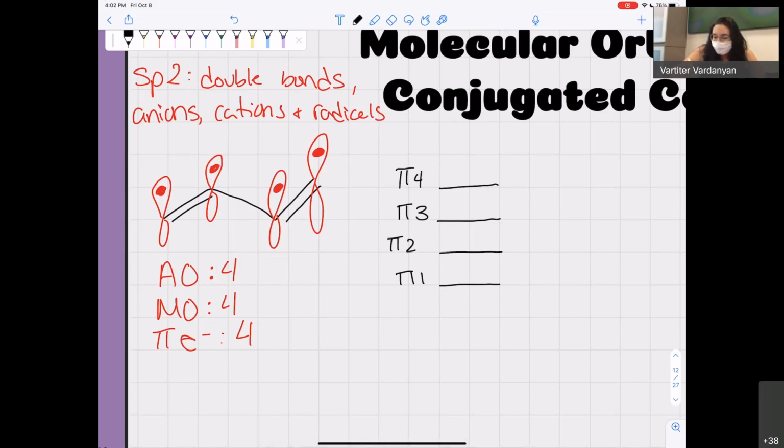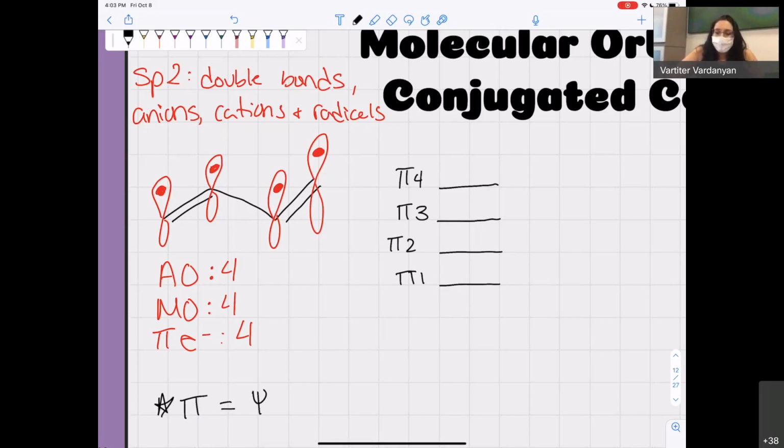And I will say, sometimes the professors will interchange pi and psi. So those mean the exact same things. It's not a big deal, whichever one he uses. It's just a way that we count, right?